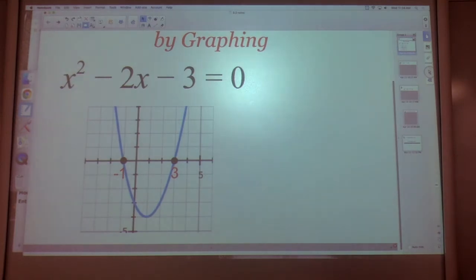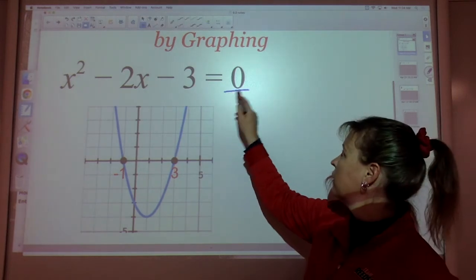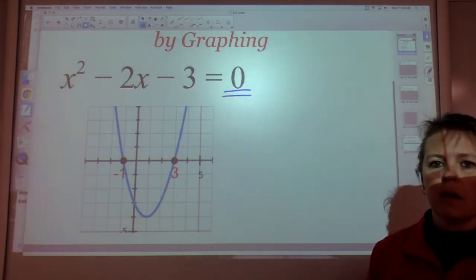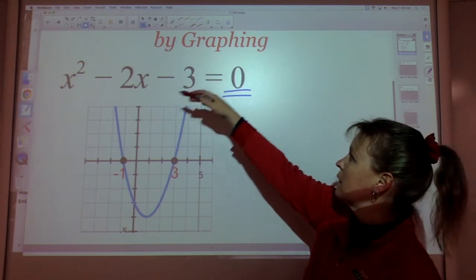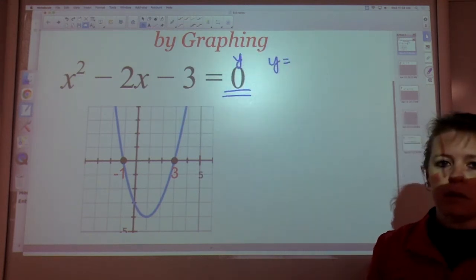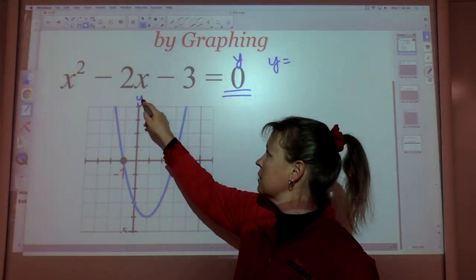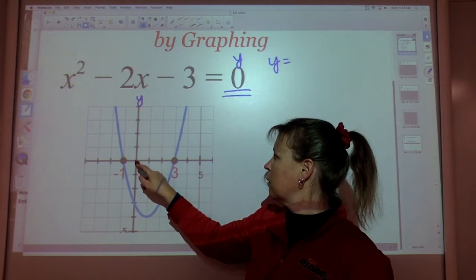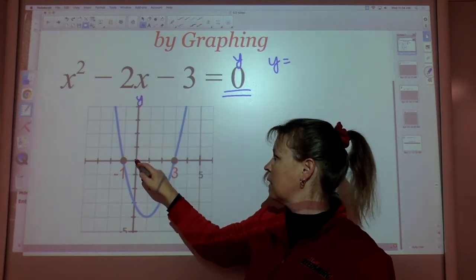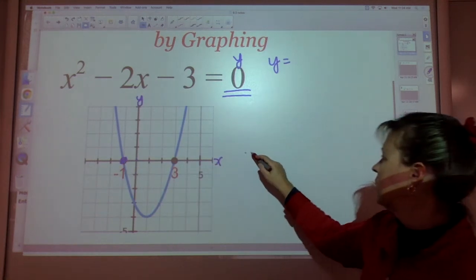If I asked what that parabola looked like, put it on graph paper, did all the t-chart and everything, there's our graph. It wants to know, when does this graph equal 0? Normally it says that equals y, or y equals x squared minus 2x minus 3. But instead of the y, it says, when does it equal 0? Well, here's your y-axis. When does y equal 0? Right here. When it's at this level. Where does that happen? At x equals negative 1.